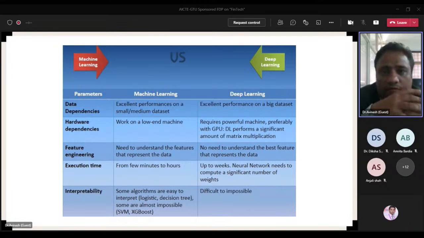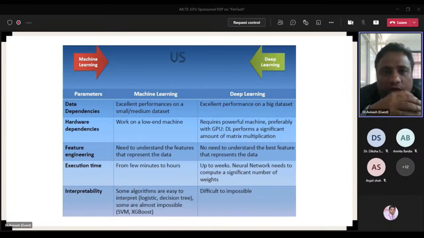So we are going to have a differentiation between machine learning and deep learning in order to summarize our discussion so far. First of all, in type of data dependency, in machine learning excellent performance is possible when the data set is small or medium. So never go for deep learning if your data set is small or medium. When you ask, sir, what should be the size of the data set? I say that if the data set size is around 10,000, then you go for machine learning. But in case you have a data set in terms of lakhs, if you have a 1 lakh data set, then definitely you should go for deep learning.